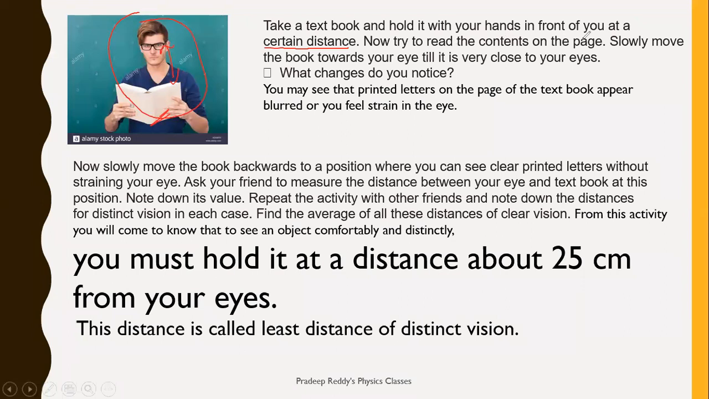Now try to read the concepts on the page. What is present on that particular page, try to read those concepts. Now slowly move the book towards your eye till it is very close to your eyes. For example, you are placing this book at 40 centimeter from your eye. You are placing this textbook at a distance of 40 centimeter from your eye.